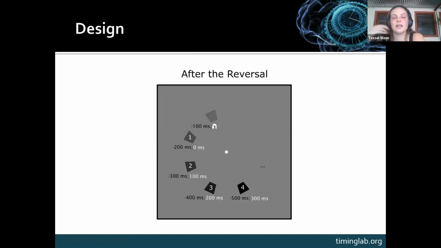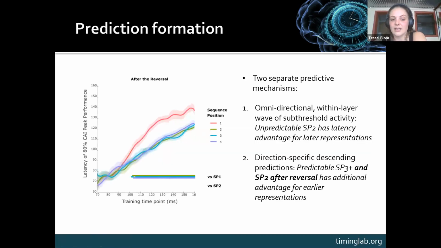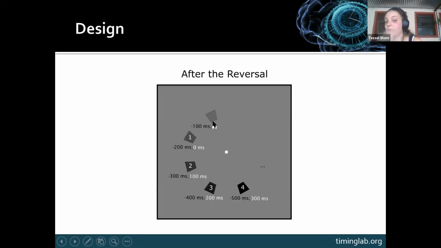And to then look, are there also downsides to having these predictions? Is there a difference in latency when these predictions are violated? We also had the stimulus reverse. So we had it going for at least 2 cycles, and then at a certain point, it will reverse directions. And then you again have these 1, 2, 3, 4 sequence positions after the reversal. And what we find again is that from about 100 onwards, the third and fourth stimulus have a latency advantage over the first, but now also the second stimulus has an immediate latency advantage, which can be explained by the fact that there's just more information for the second one, since the final one before the reversal can add information to this motion trajectory.